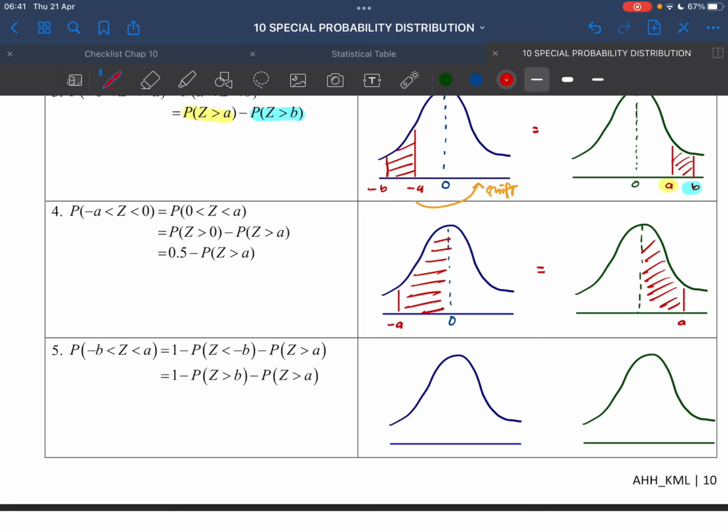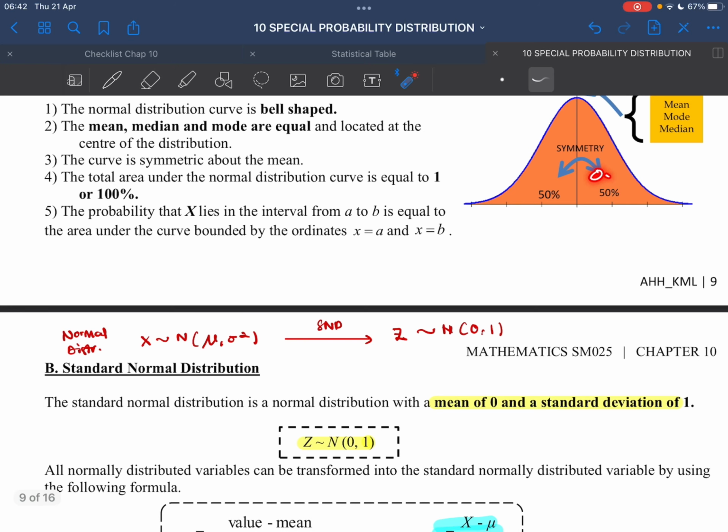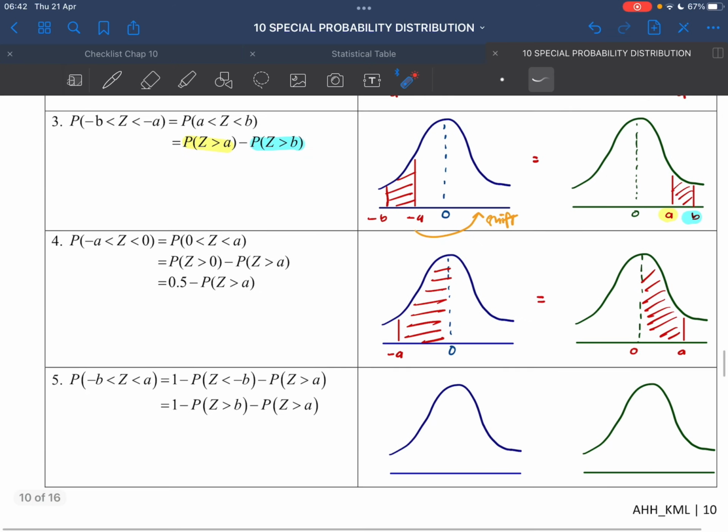Okay, how are we going to calculate this? Basically, the whole thing on the right hand side is P(z greater than 0) minus this one here, which is P(z greater than a). But you know that half of this area is 0.5, as I said here. So P(z greater than 0) is the same as 0.5. So the probability of z between negative a and 0, we can simply change to 0.5 minus P(z greater than a).